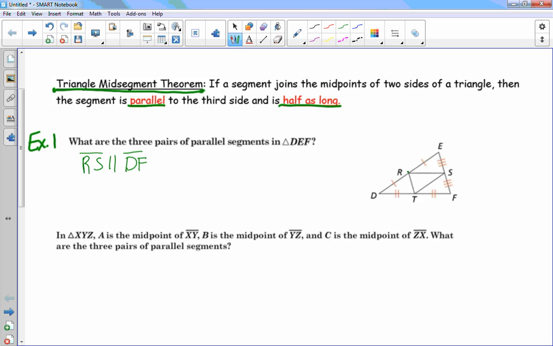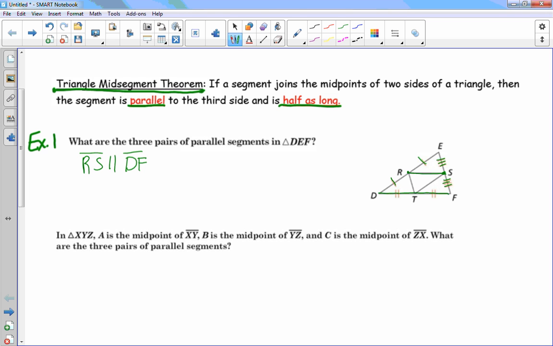This is called a mid-segment. R is the midpoint. And we know that because there's one tick mark and one tick mark. You can't just assume that it's the midpoint. You actually have to know it's the midpoint. So because we have 2 congruent segments, we know it's the midpoint. Over here, there are 3 tick marks and 3 tick marks. So what does that tell you S is? The other midpoint. And when we connect midpoints, that creates a mid-segment. Okay? That mid-segment will be parallel to DF.